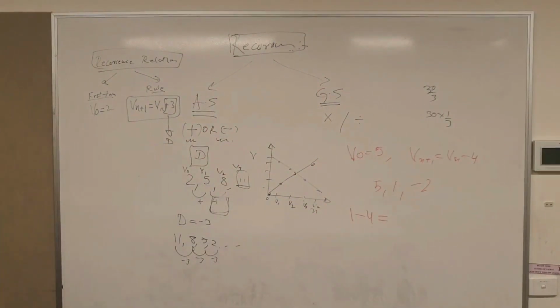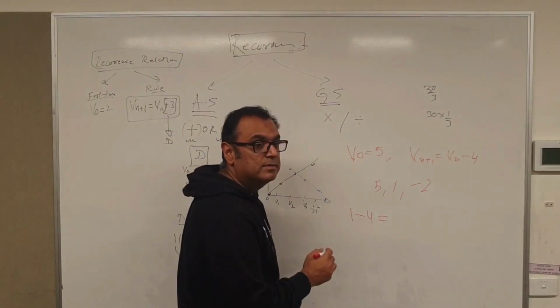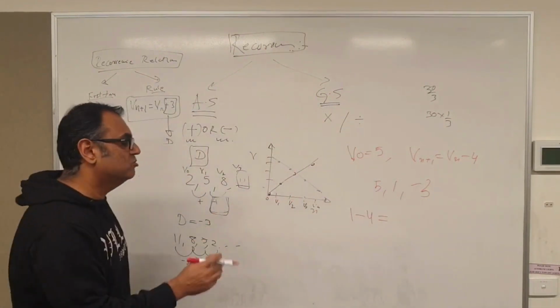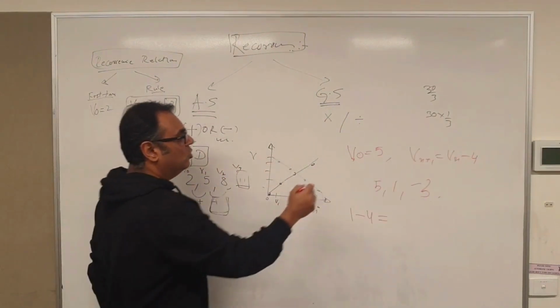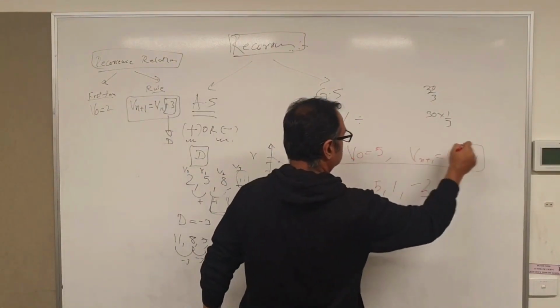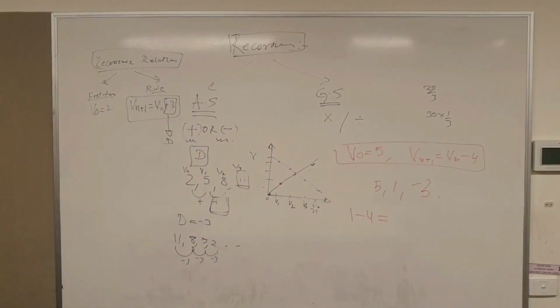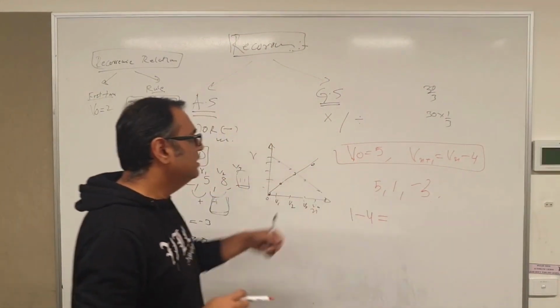What is the answer? Negative 3. This is negative 3, right? We're talking about negative 3? Yes. So negative 3 and you keep going. So this helps you to generate the term itself. So this is the recurrence relation, right?